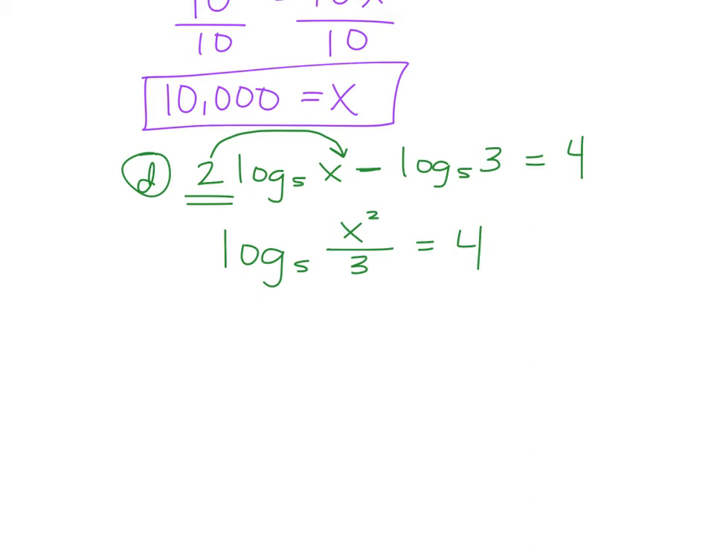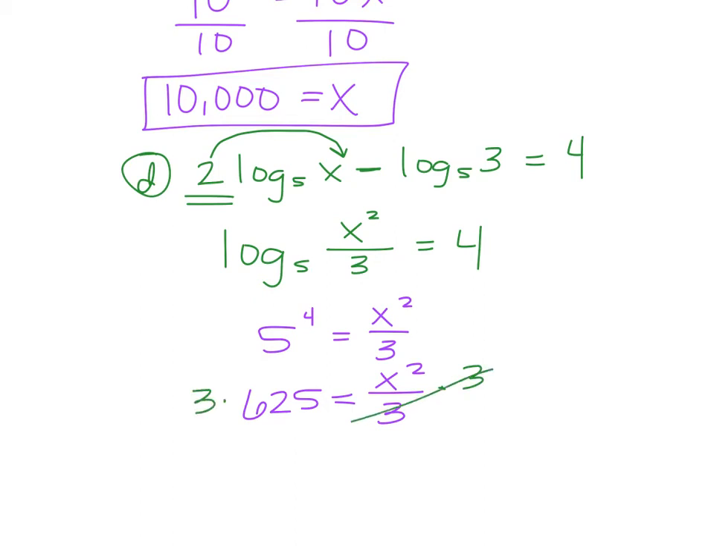Notice we have a base 5 on this one. It's not base 10 like we've been doing. So you're going to say 5 to the 4th power equals x squared over 3. Take 5 to the 4th power: 625, yep, equals x squared divided by 3. Then you're going to multiply by 3 on both sides. So you get x squared equals 1,875. Okay, and then we square root.